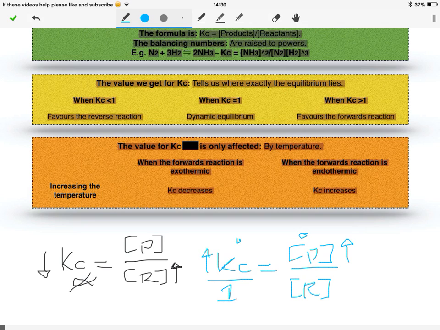And that's all you need to know for the basics of Kc. In my next video I'll just go through a calculation for Kc, just so you can kind of understand how it works, because sometimes they can be a bit confusing.